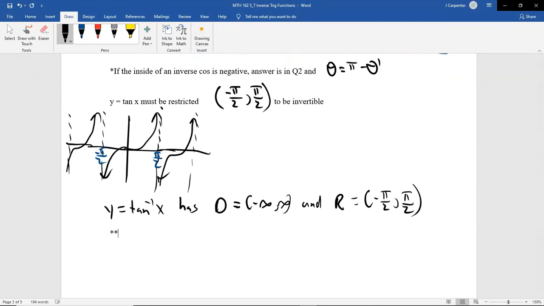And then I'm going to go ahead and make the memo for what quadrant it is in if there's a negative argument. If the inside of an inverse tan is negative, then the angle is simply negative. Notice this is the same as inverse sine. Literally the same argument as the inverse sine. So inverse cosine is kind of on its own island.